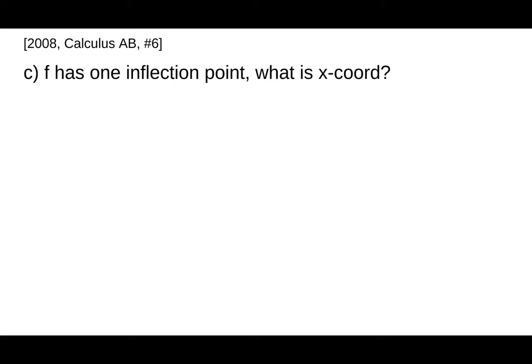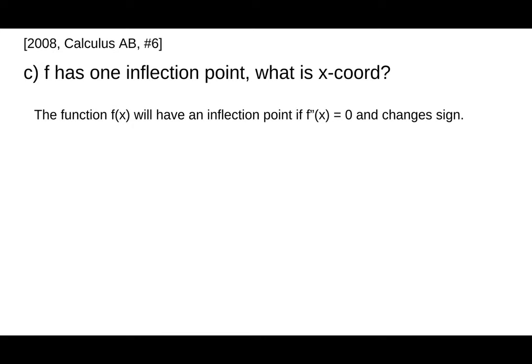In part C of the question, we are told that f has exactly one inflection point, and we are asked to determine the x-coordinate for that inflection point. The function f will have an inflection point if the second derivative of f is equal to 0 and also changes sign.